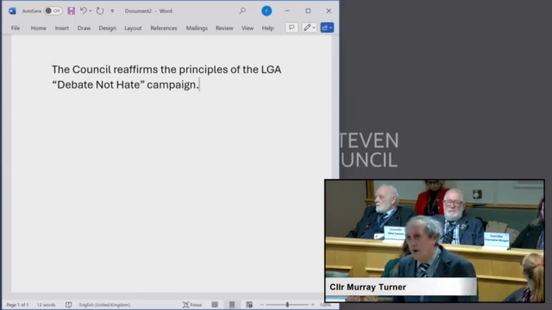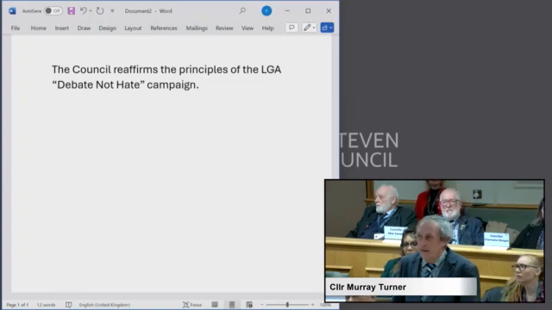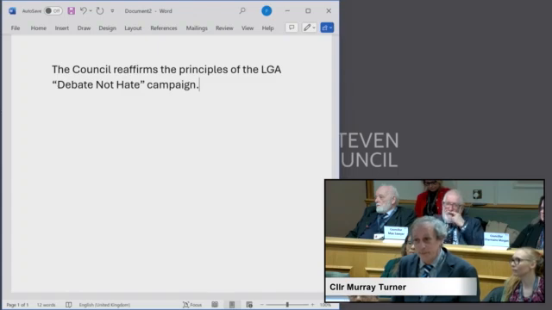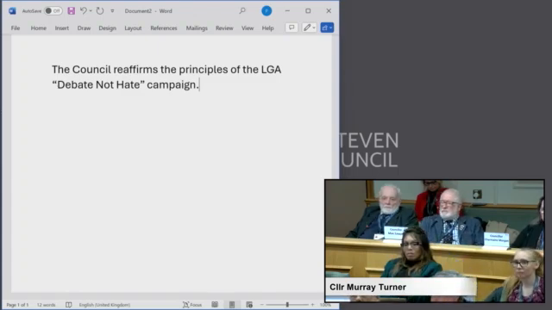This might not be popular with everyone in this room, but it's a bit petty when you're having arguments over Facebook. It does bring us into disrepute with the general public, but I think the amendment, "Let's reaffirm the Debate Not Hate campaign," sums it up, so I'd like to speak in favour of the latest amendment. Thank you. Councillor Baker.